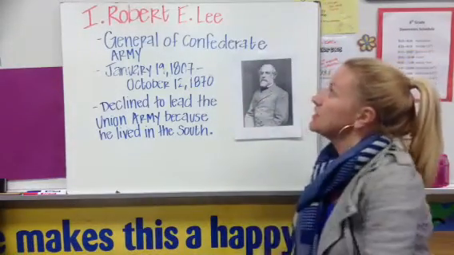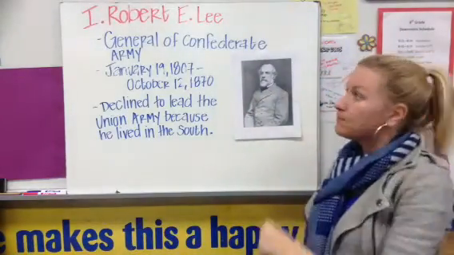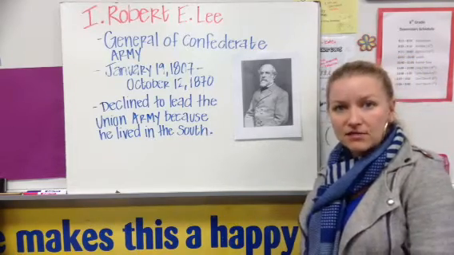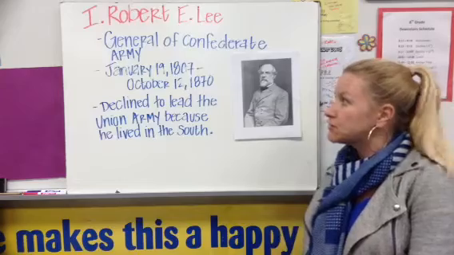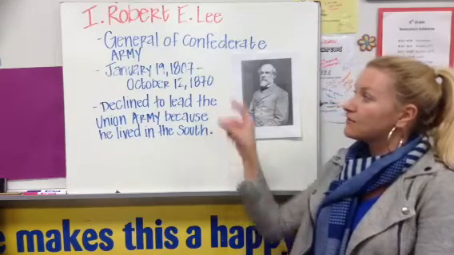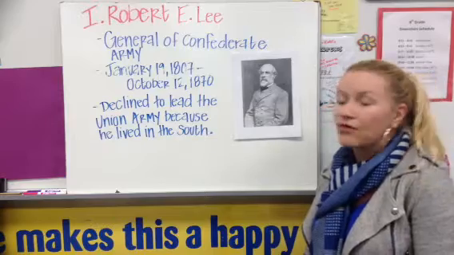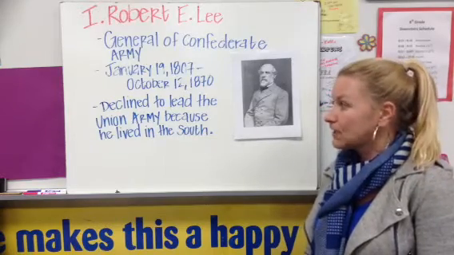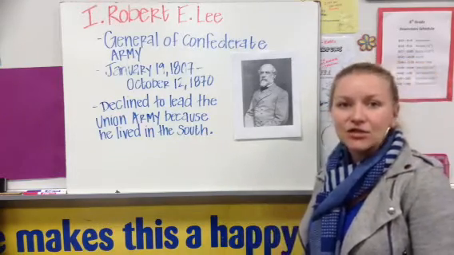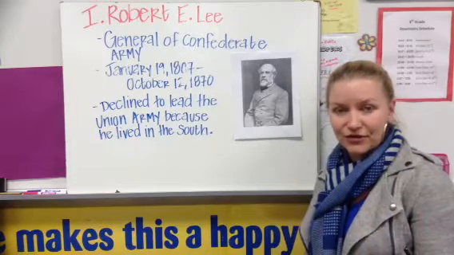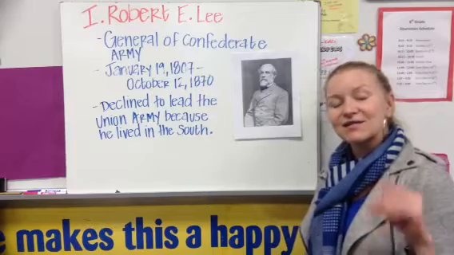Our first one is Robert E. Lee. This is his photograph. He was general of the Confederate Army, so he controlled the Southern troops. He was alive from January 19th of 1807 to October 12th of 1870. He declined to lead the Union Army. Abraham Lincoln actually offered him the position of being the general for the Union Army. He declined it because he was from Virginia.